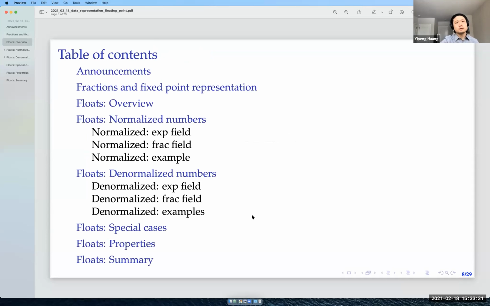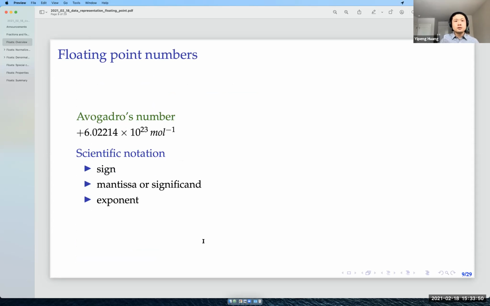Okay, so let's move on now toward floating point numbers. Again, we'll go through an overview of what floating point numbers are, and then the detail is that we need to work through different cases of interpreting floating point numbers. So what are floating point numbers?